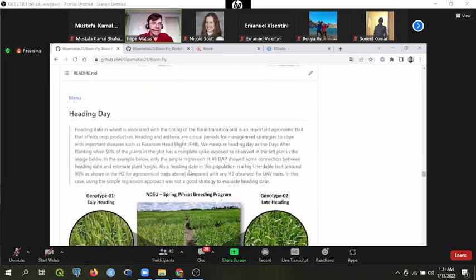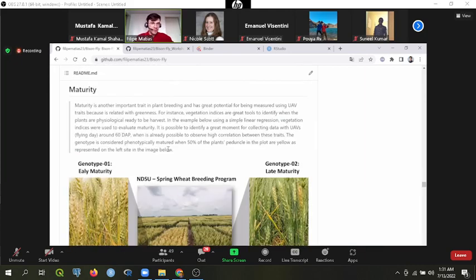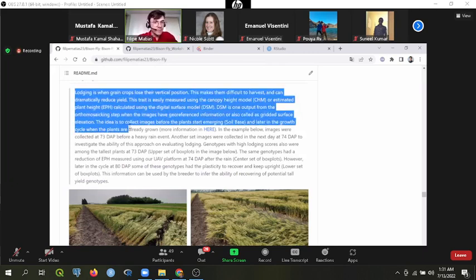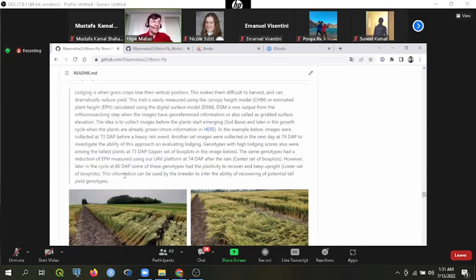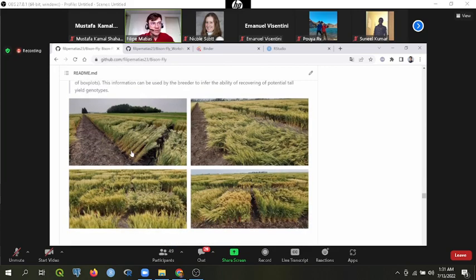Now we're going to talk about lodging. So what happened? Here is how people in wheat do lodging classification. But what actually happened was at 73 days after planting, I went to the field and I flew. That night in North Dakota, we had a really strong storm. The next day, at 74 days, when I went there, look how many genotypes in our field suffered lodging that day, right? So we flew again at 74 days.